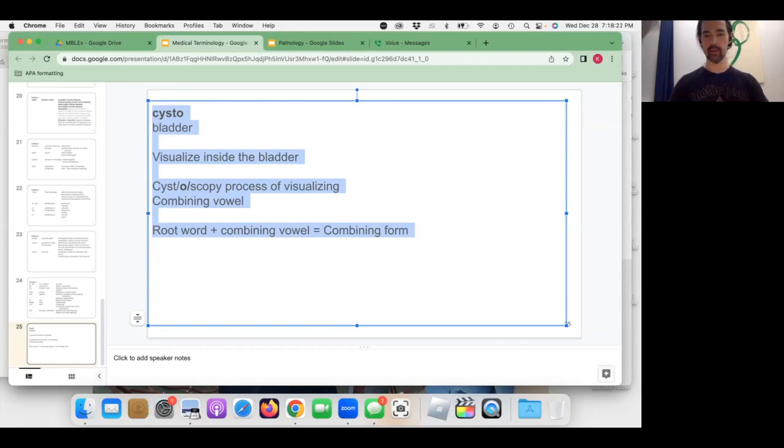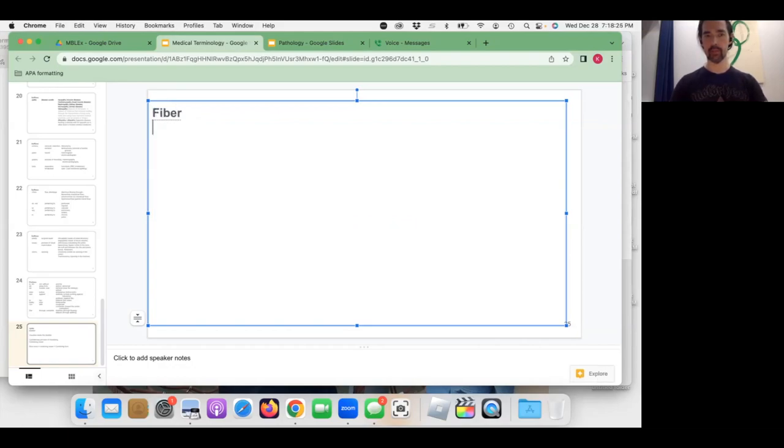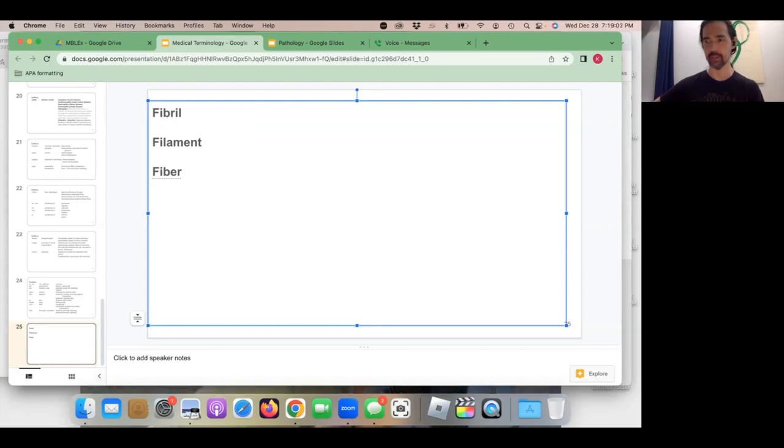How about we go from fiber? We organize fibril, filaments, and fiber. So these are all preceded by the word myo, which I'm intentionally not putting up there because it would make it clearer for you. So which one is largest, which one is smallest, and which one is in the middle? Is the myofibril the largest, or is the myofilament the largest? Is the myofiber the largest? Which one?